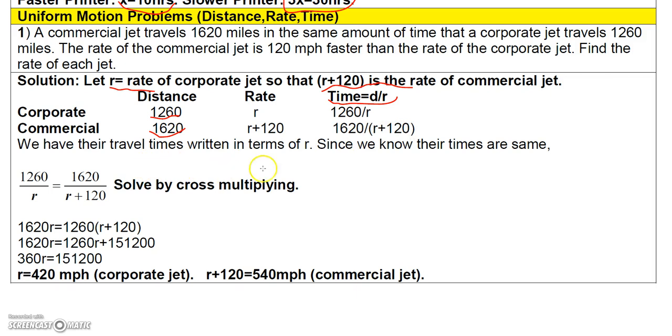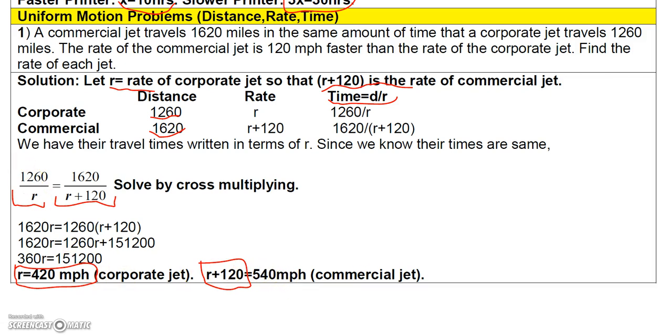Now, what we know is their times are the same. So we can set the time for the corporate jet equal to the time for the commercial jet. Now we have a proportion, and you can solve by cross multiplying. You can freeze the video if you want to, but I just cross multiplied and then solved for r. So I ended up getting r equals 420 for the corporate jet, and then the commercial jet is 120 miles per hour faster, so that would be 540 miles per hour.